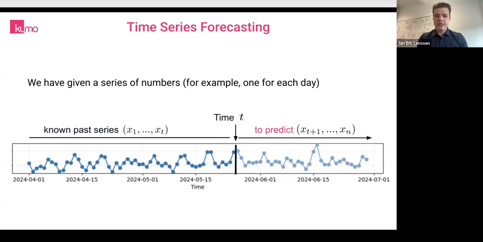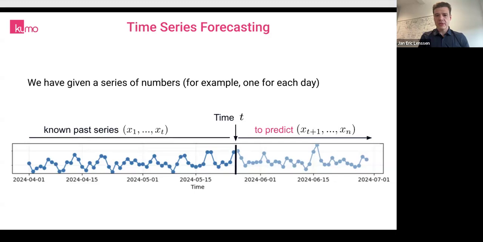Time series forecasting at its core is actually quite simple. Essentially you are given a series of numbers, for example, one number a day, and you're currently at some time t. Given the past time series, x1 to xt, you want to continue this time series into the future from xt plus 1 to xn, for example, and predict these values and see how the series of numbers will behave in the future.